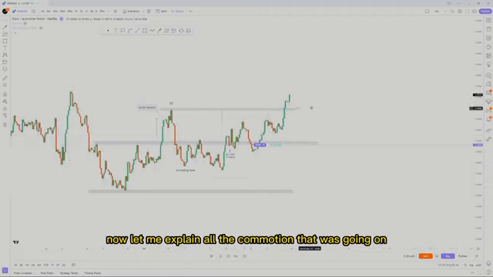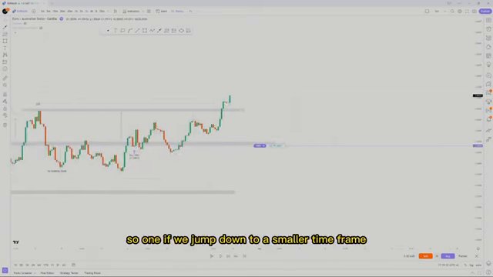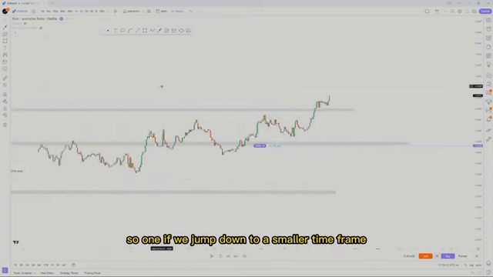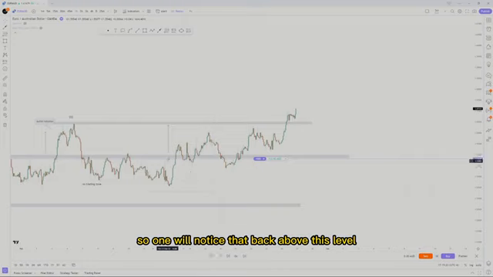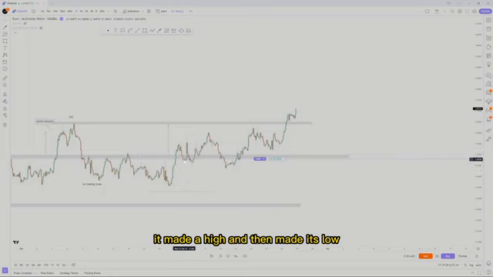Now let me explain all the commotion that was going on. So one, if we jump down to a smaller time frame, we'll notice that back above this level where we bought at was a good area to buy. It made a high and then made its low. It also made a new high, so it made its low.